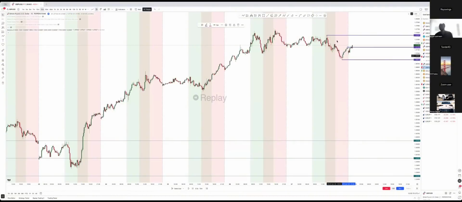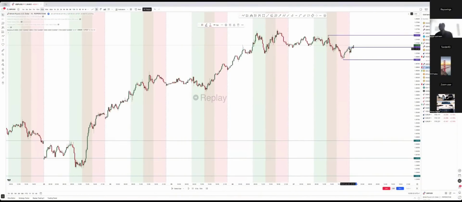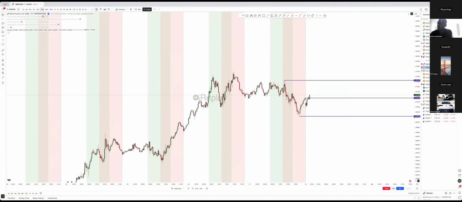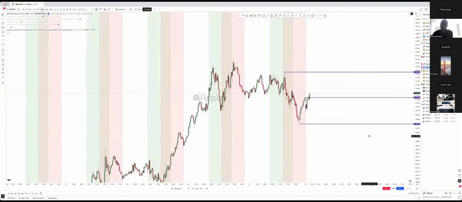So now we mark the highest point price got to yesterday, mark the lowest point price got to yesterday, then mark the closing of price for yesterday. Are we together? So after marking this movement here, all you want to do is wait for price at London section. So let's forward price to London section.